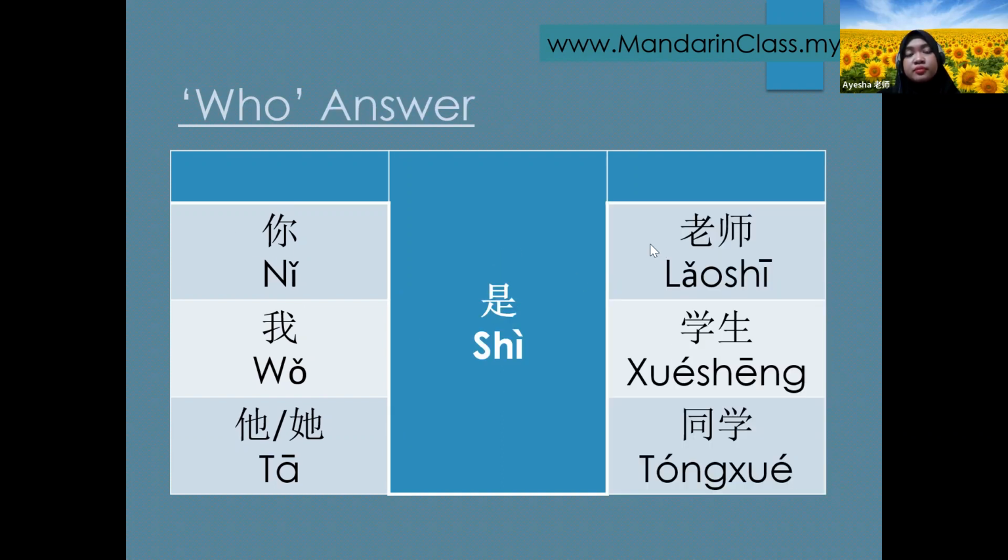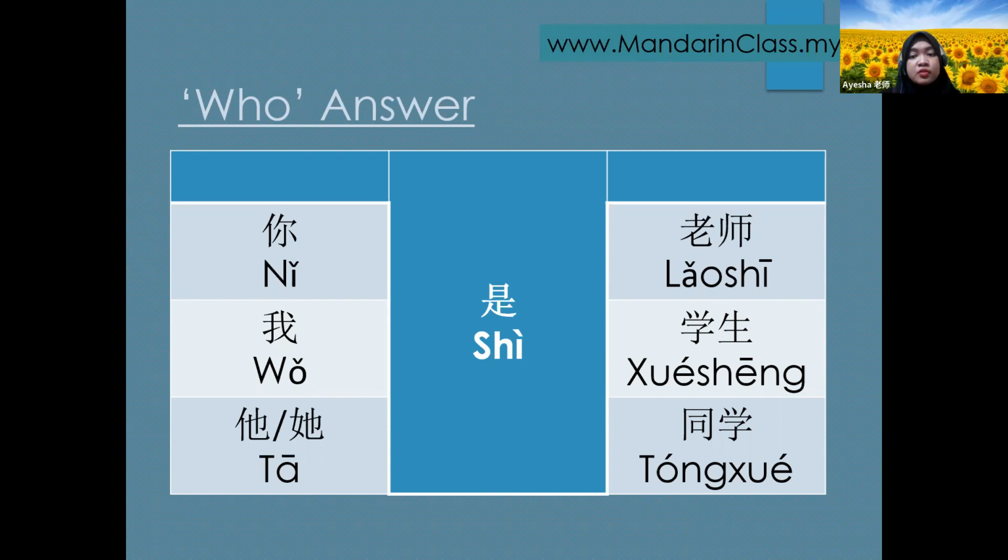你是老师. What does that mean? I am a teacher. You are a teacher. Very good. 我是学生. What does that mean? I am a student. Very good. 他是同学. One more time. 他是同学. What does that mean? They are classmates. They? 他们. We are classmates. He, or he or she. Very good. So she is classmate. Very good.